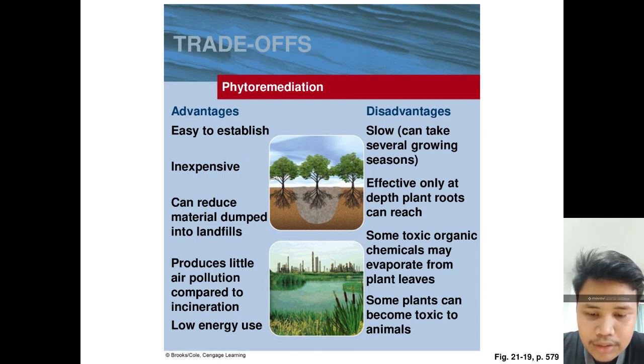The advantages are easy to establish, inexpensive, can reduce material dumped into landfill, produces little air pollution compared to incineration, and low energy use. Disadvantages: slow, can take several growing seasons, affects only what the plants' roots can reach. Some toxic organic chemicals may evaporate from plant leaves. Some plants can become toxic to animals.